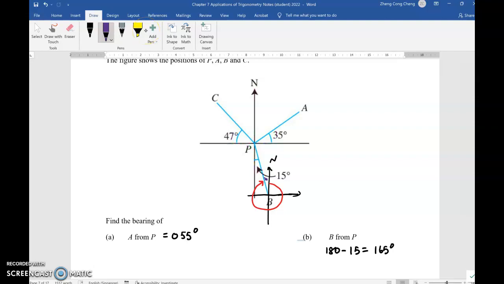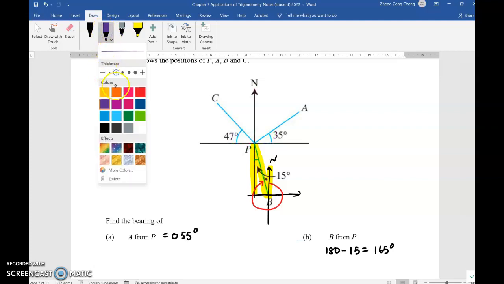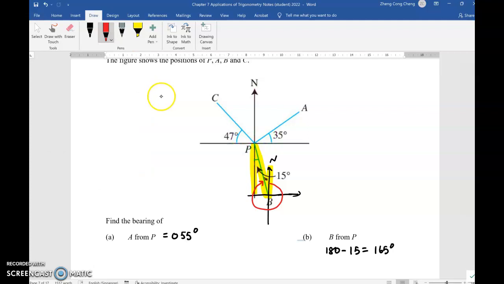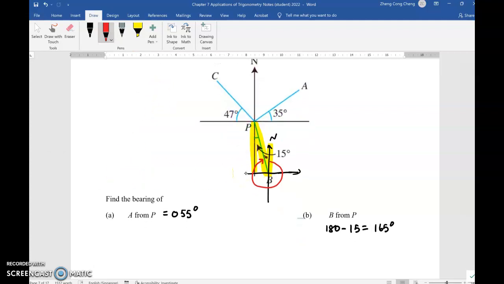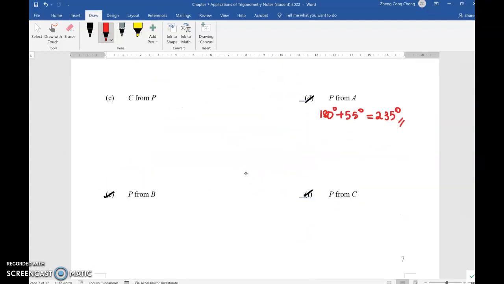And what is this small angle here? We have to make use of alternate angles again. The alternate angle is located here. So by alternate angles, my purple angle is 15 degrees. So therefore, the bearing of P from B will be 360 degrees minus 15 degrees, which will be 345 degrees.